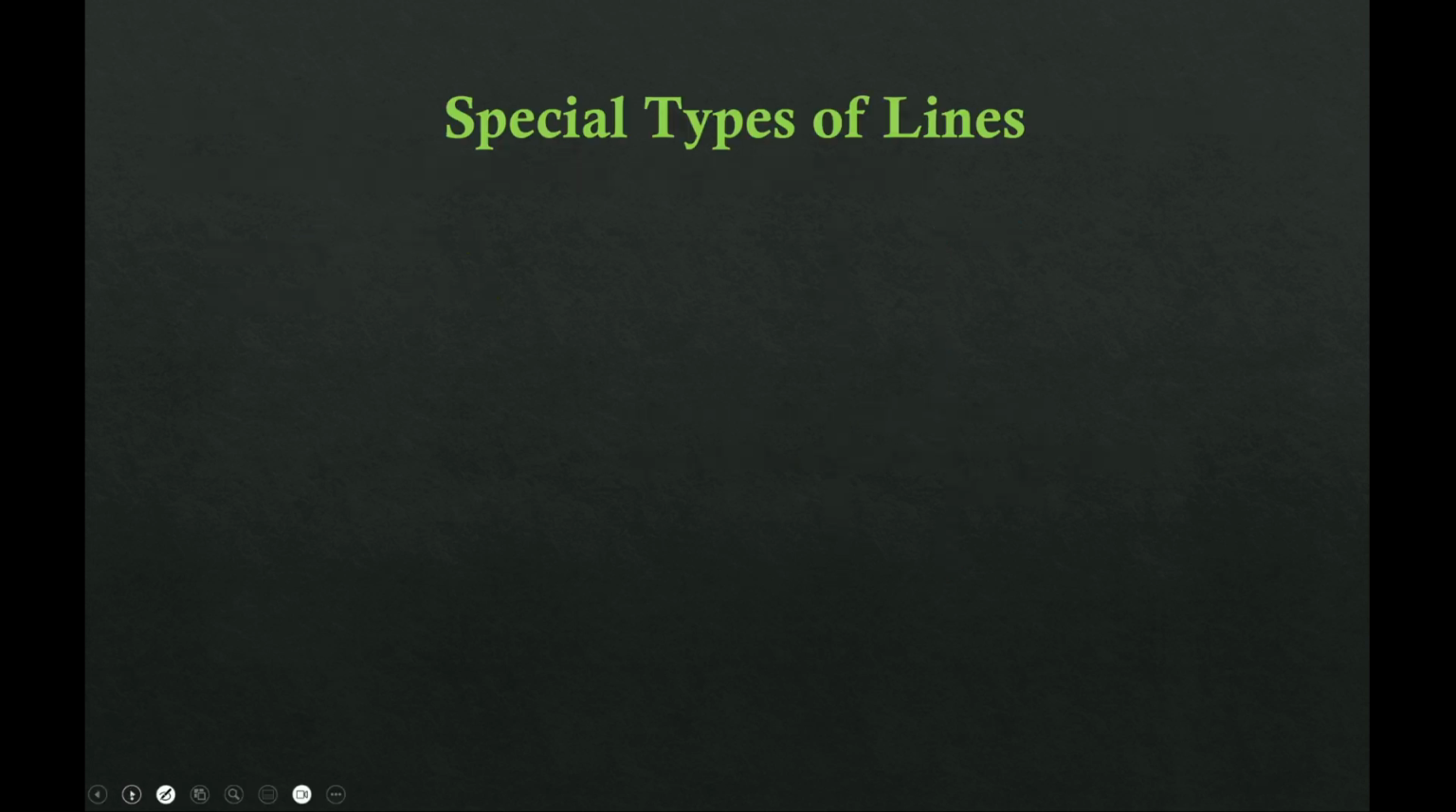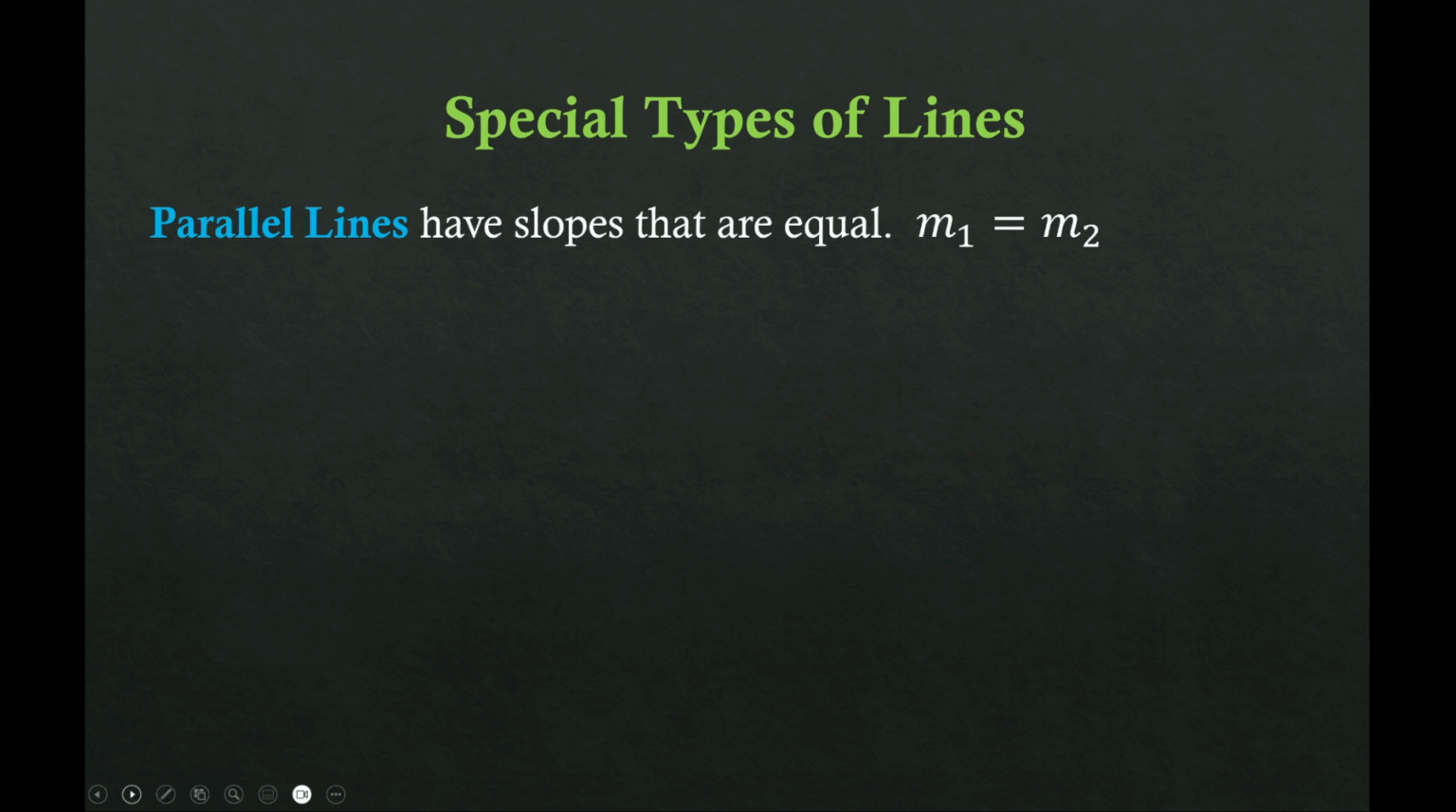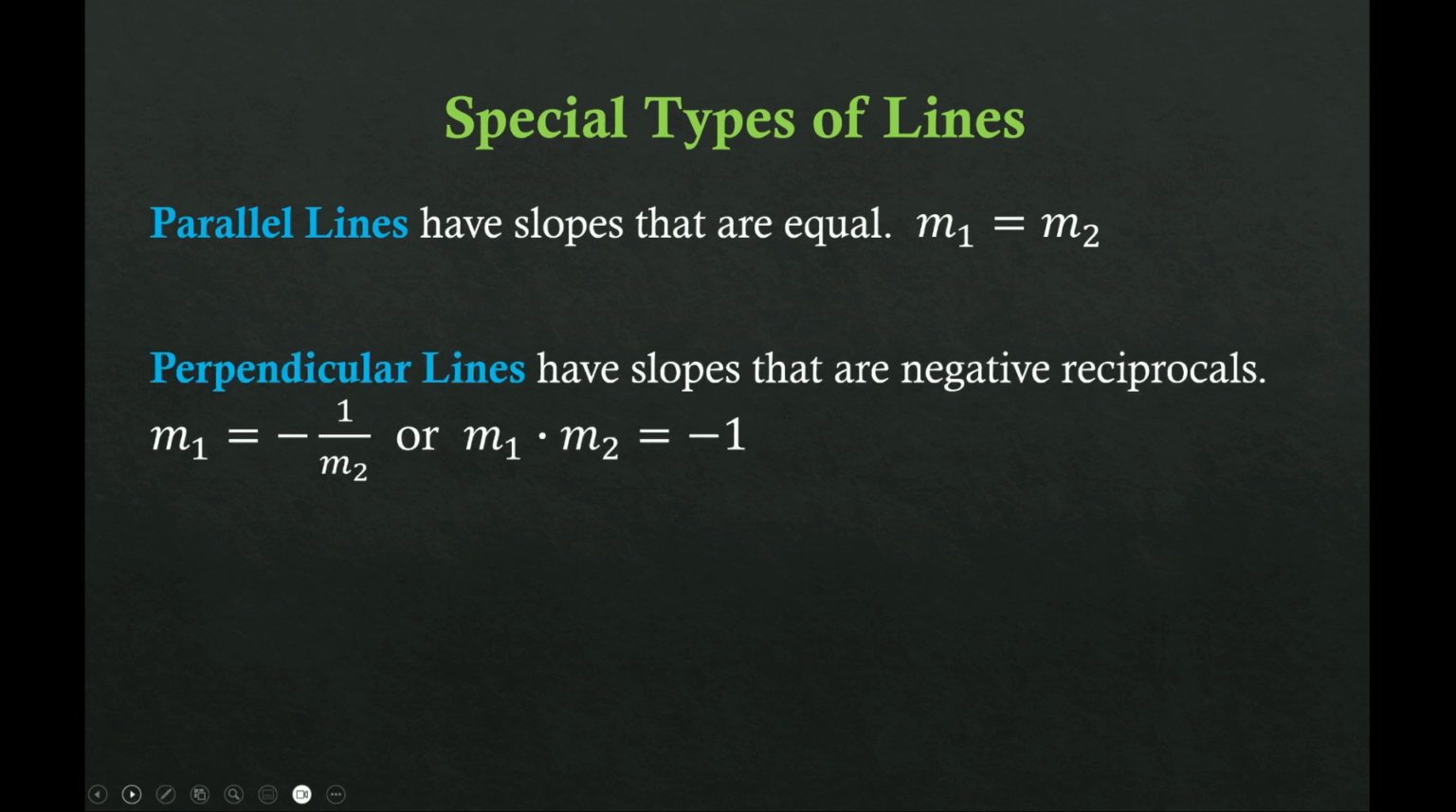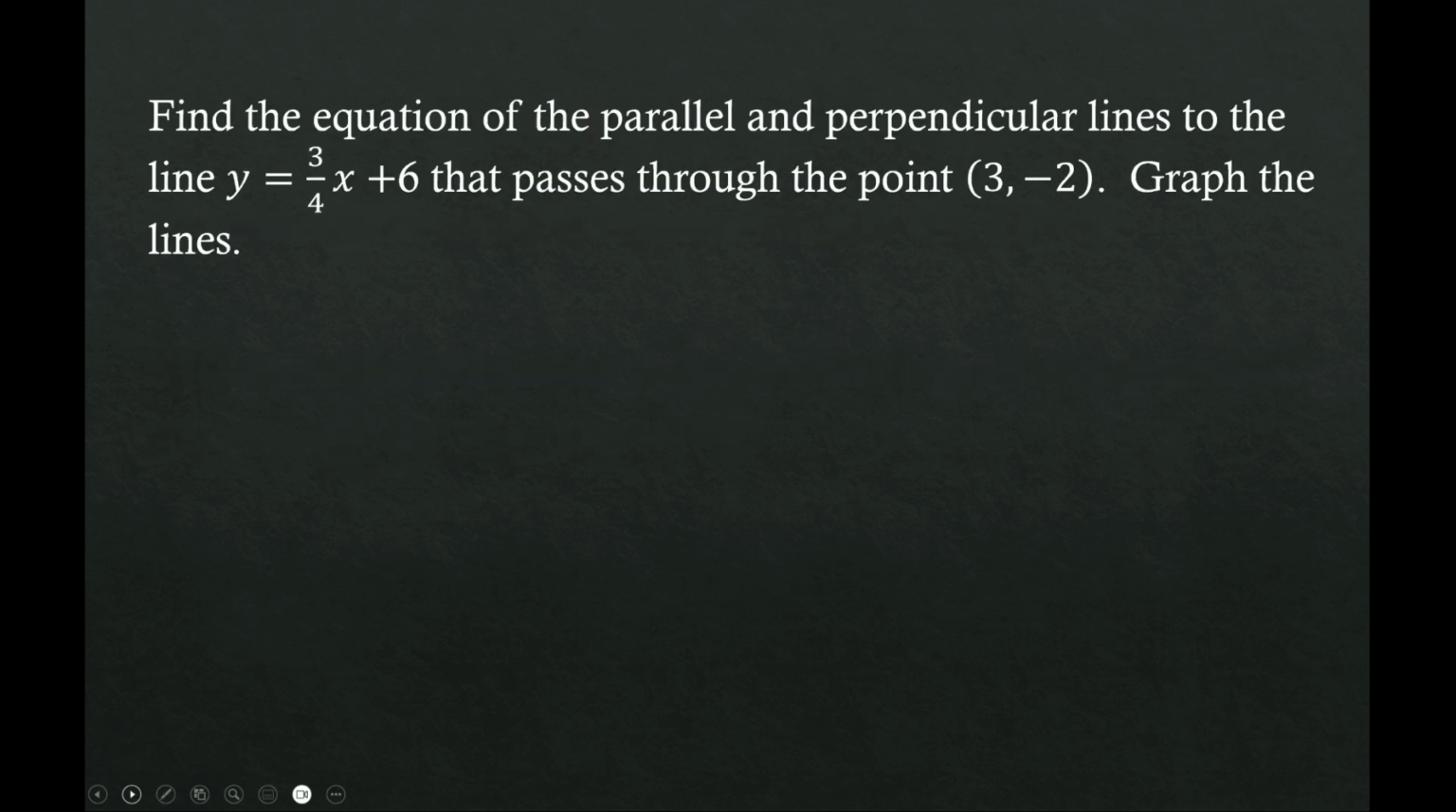Some special types of lines that we can work with. First one is parallel lines. They have slopes that are equal, so the slope of the first line will be equal to the slope of the second, so m sub 1 will be equal to m sub 2. Perpendicular lines will have slopes that are negative reciprocals of each other. And so that just simply means the slope of the first will be negative 1 over the slope of the second. So m sub 1 will be equal to negative 1 over m sub 2. Or if you take the product of the two slopes, m sub 1 times m sub 2, they will be equal to negative 1.